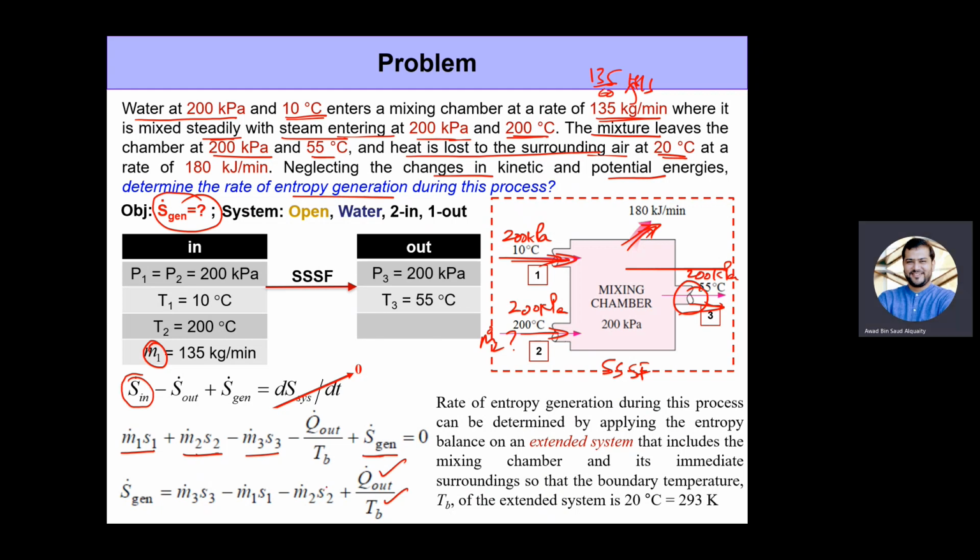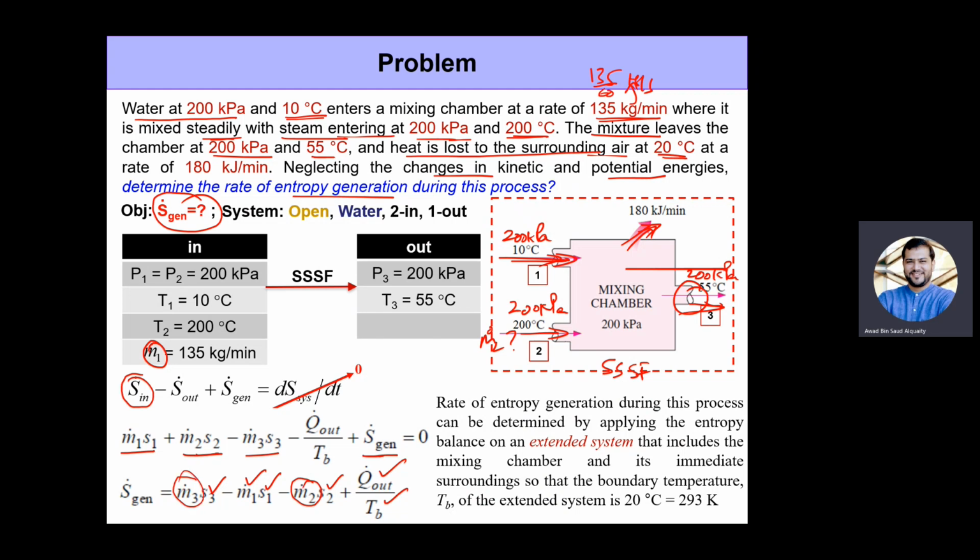We have state two, with the pressure and the temperature, so we should be able to get entropy at state two. We again have enough information about state one, so we can get entropy at state one. Same with entropy at state three. The problem is we have the mass flow rate at state 1, but we do not have the mass flow rate at state 2, and therefore we don't have it at state 3 either. This is what we are lacking.